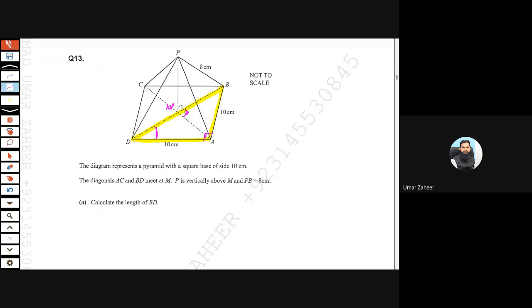All right. So let's see how to apply the Pythagoras theorem. Pythagoras theorem says that the length squared is equal to the sum of the squares of the two other sides. So 10 squared plus 10 squared will be equal to 14.14. So to three significant figures, it is 14.1 centimeters.